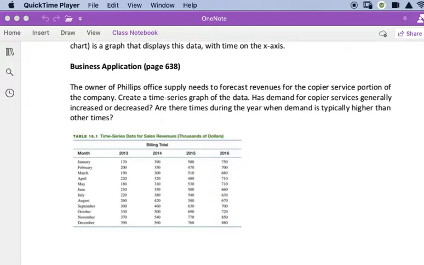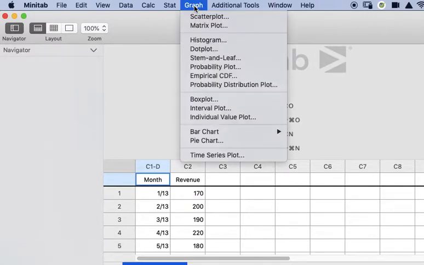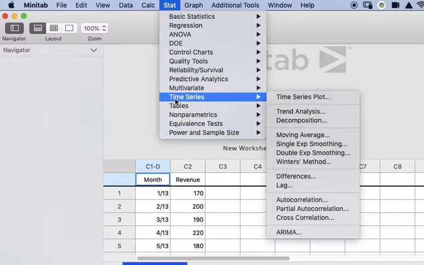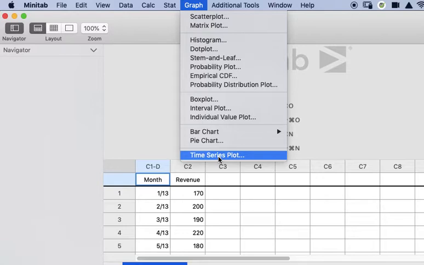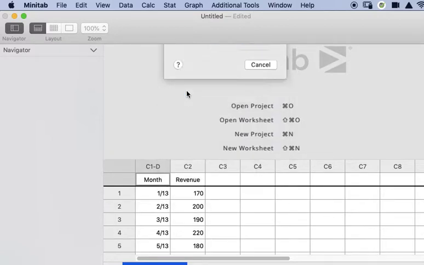So I have this data in Minitab. We have the months and the revenue per month. And so what we're going to do to make a time series plot is go to Graph, and then the very last choice is Time Series Plot. You can also get this by going to Stat and going down to Time Series, and you'll see the option for Time Series Plot there as well. It's the same thing. I think it just makes more sense to find it under Graph since we want to make a graph. We're going to use the simple plot.